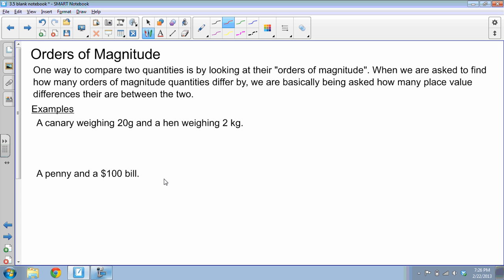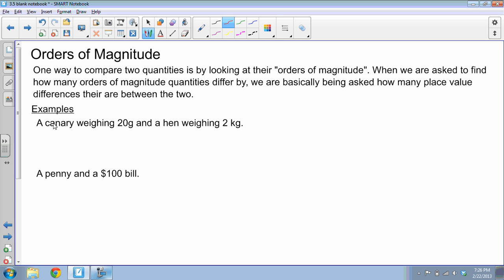Now we're getting into the application part of things. So one thing that the book starts talking about here is orders of magnitude. One way to compare two quantities is by looking at their orders of magnitude. When we are asked to find how many orders of magnitude quantities differ by, we're basically being asked how many place value differences there are between the two.